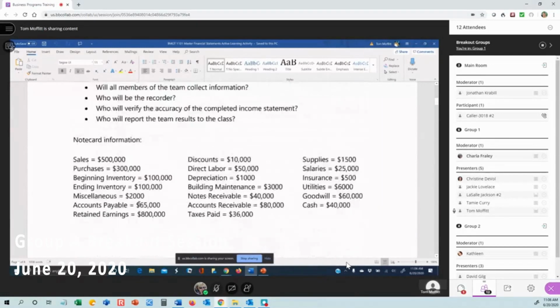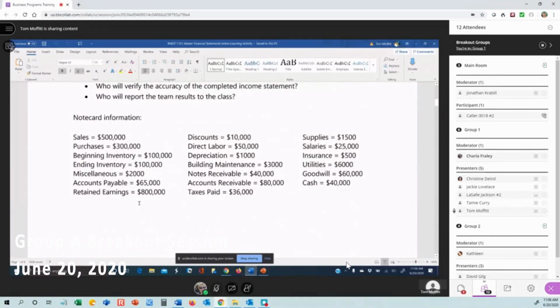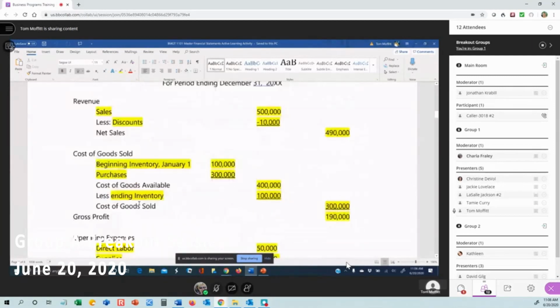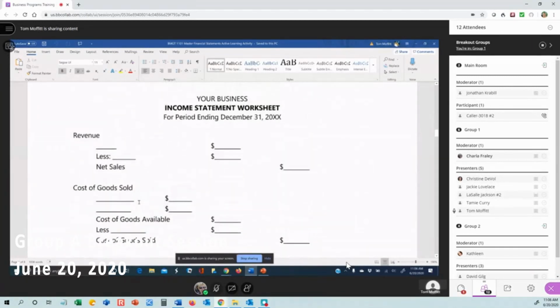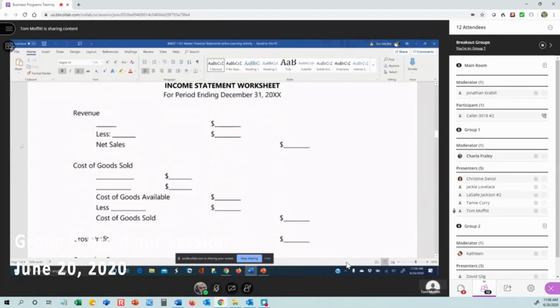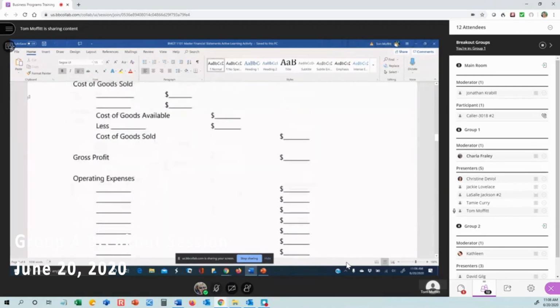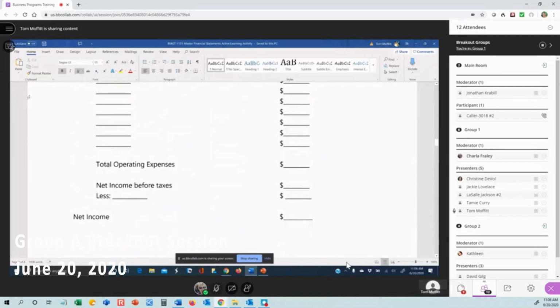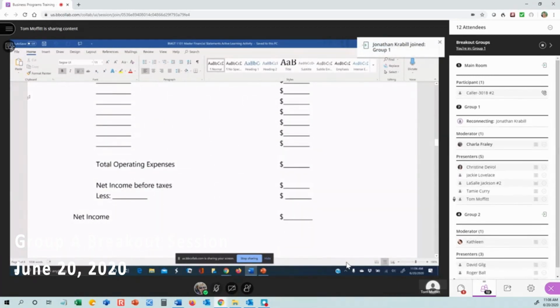The 20 note cards have this information on it. So this is what they see. These are the note card decks. That's the master. Let me get down to the worksheet that I give them for the income statement. It looks like this, and with the information on those 20 note cards, they can fill in the blanks or calculate some of the information. For example, I might give them revenue, sales, or net sales, and they have to figure the discounts. So they have enough information to complete the entire statement and arrive at the net income.